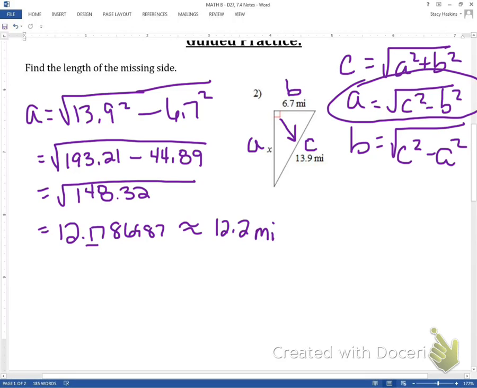Now, like I said, I'm going to check my math one more time to make sure I was really supposed to get those long decimals. Yes, I did the problem again. I still got the same answer. Okay, so 12.2 miles is what we're going to round that to.